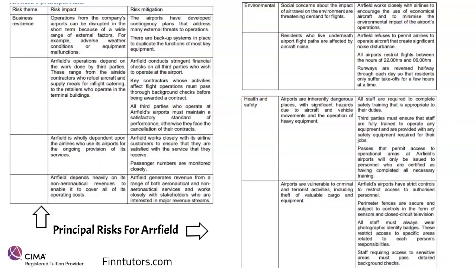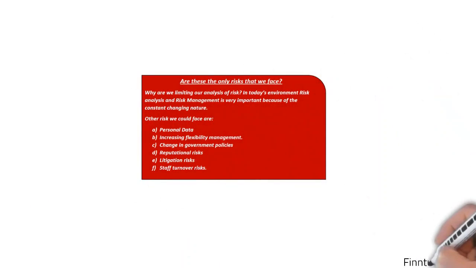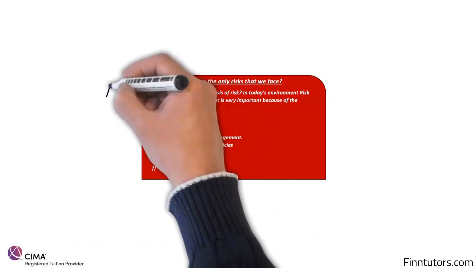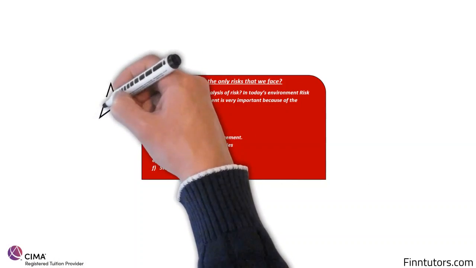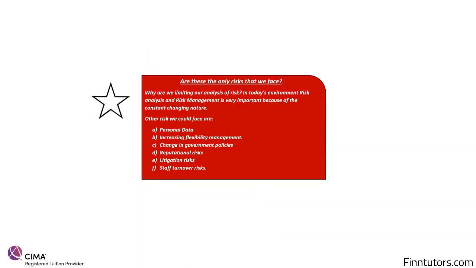Now, this tells me that if I'm looking at risk management, are these the only risks that I face? Why am I limiting my analysis of risk? In today's environment, risk analysis and risk management is the most important categorization for any organization because of the changing nature and globalization. So why have I made a risk report and then identified only three major categories of risks? Are these the only risks that I face?